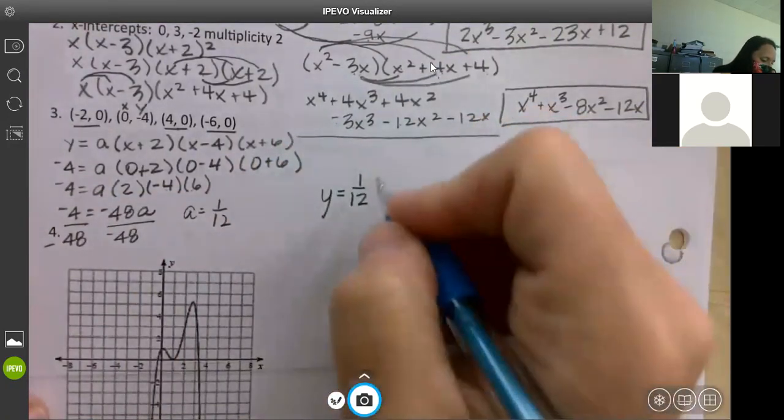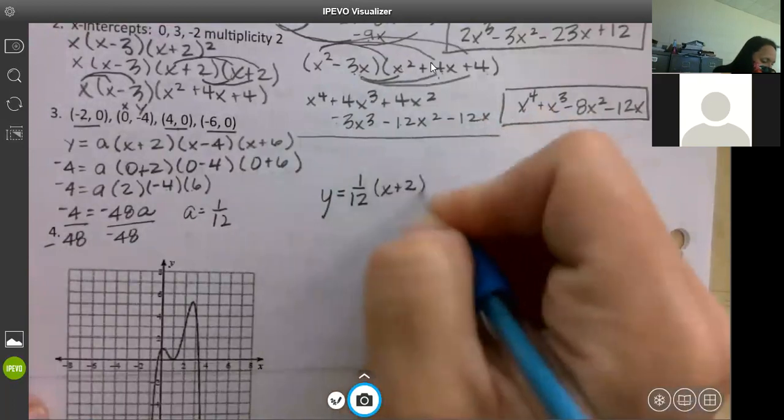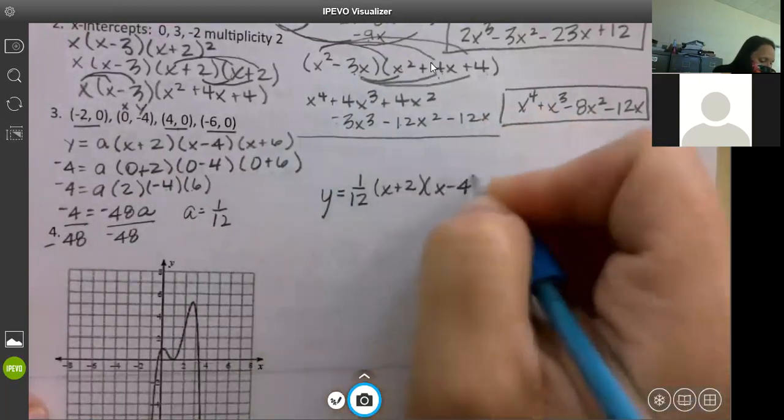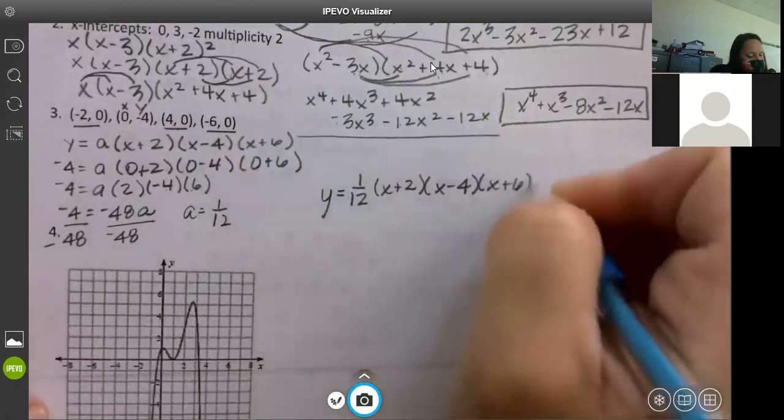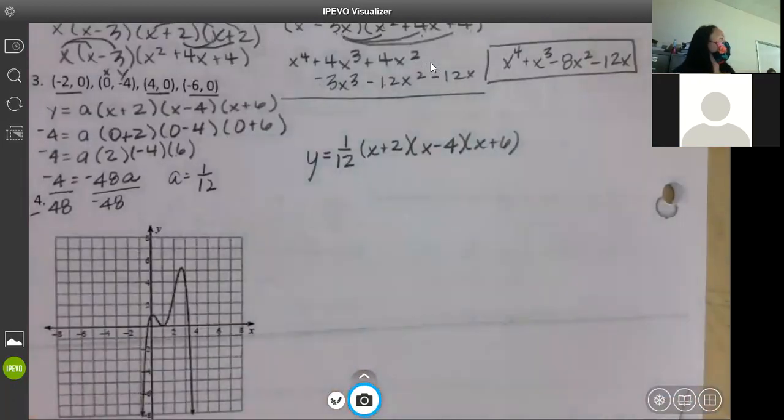So I'm going to let you cheat a little bit on this one. A is 1/12. And you had factors of x plus 2, x minus 4, and x plus 6. And to save time, I'm not going to multiply those out, okay? Can you multiply them out? You should be able to by now, okay? So look at your answers. If they give you this, please don't multiply them out. If they don't give you that, go ahead and multiply them out.